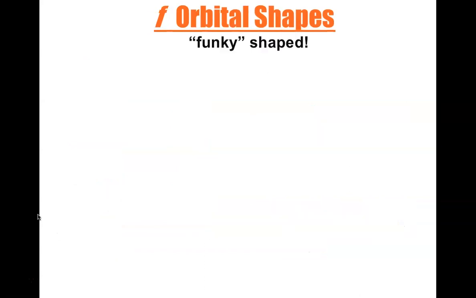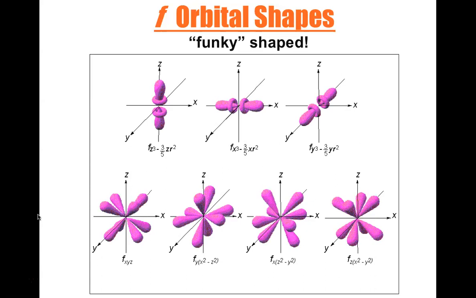F orbitals, funky shaped, if you will. F for funky. No, that's our word, funky. They're just called f. Again, craziness. Who knows where they came from? But again, they are just mathematical representations of everything.